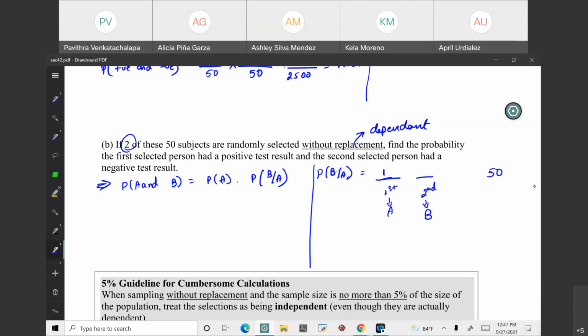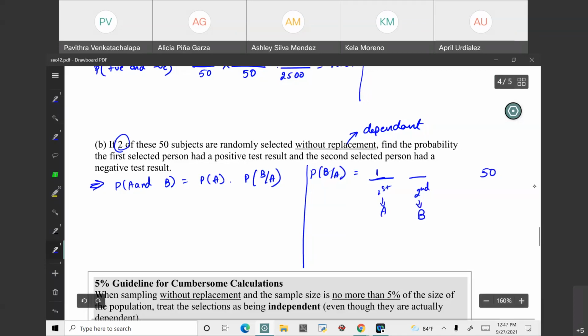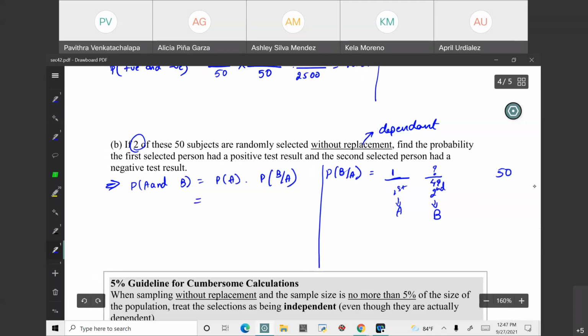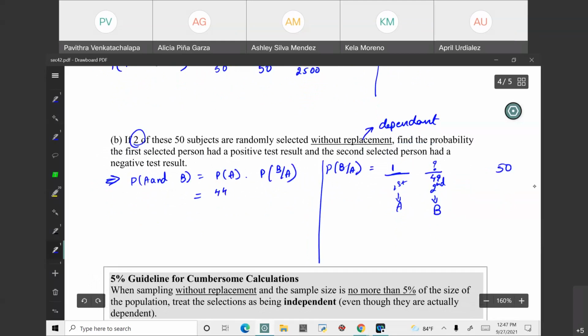So now, out of 50, I have already chosen 1 out of 50, right? Now what is the total number for B? What is the population left now? 49. So the only change will be in the total number of outcomes. Okay? Probability of A is nothing but same as before, 44 by 50, into, now the outcome is 49 because we have already chosen one person for event A. 6 by 49. Okay?